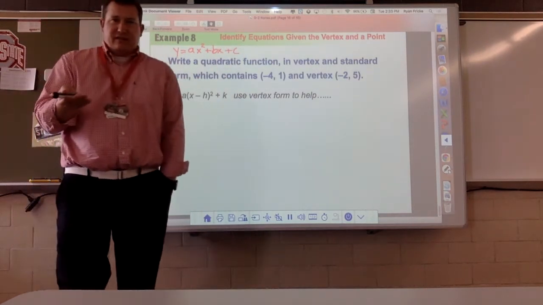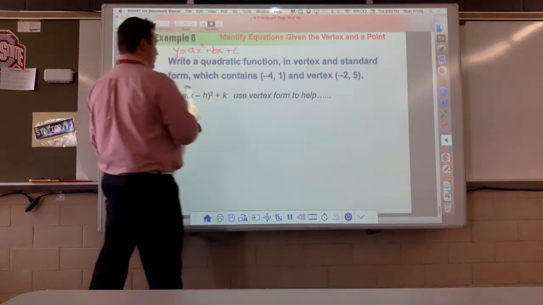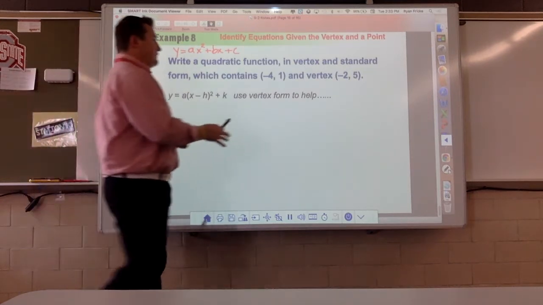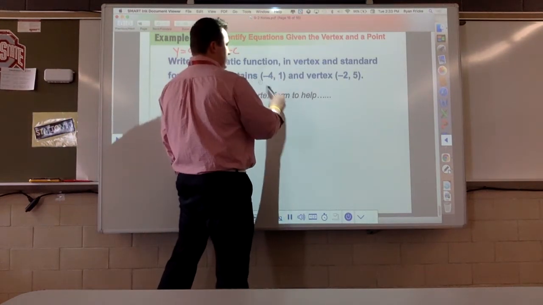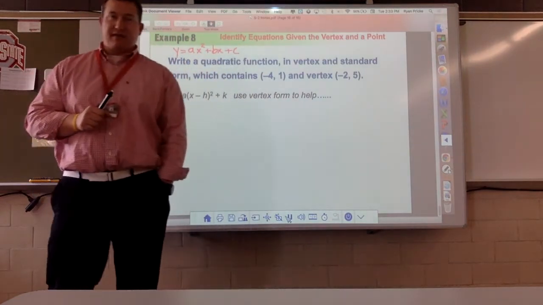This is really the only tough math we have to do today. All right, write a function in both forms, vertex form and standard form. And then they give me some information, thankfully. They've given me a point, and they've given me the vertex. I am home free if they give me that information.